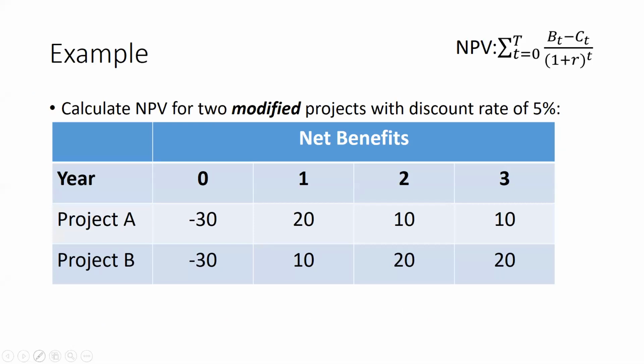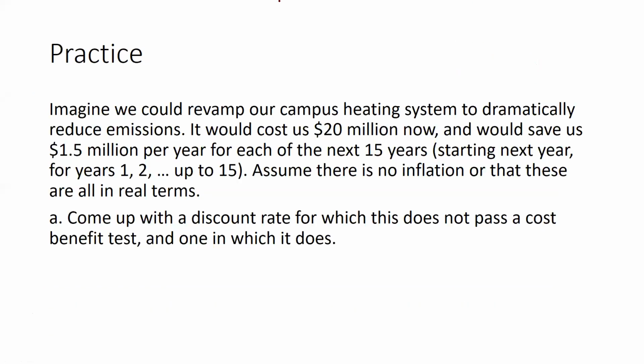So we see that right here, sum of benefits minus cost discounted. So what we just did was we came up with a rate that doesn't pass cost benefit analysis. That was 3%. And we came up with a rate that does pass cost benefit analysis. That was 1%.